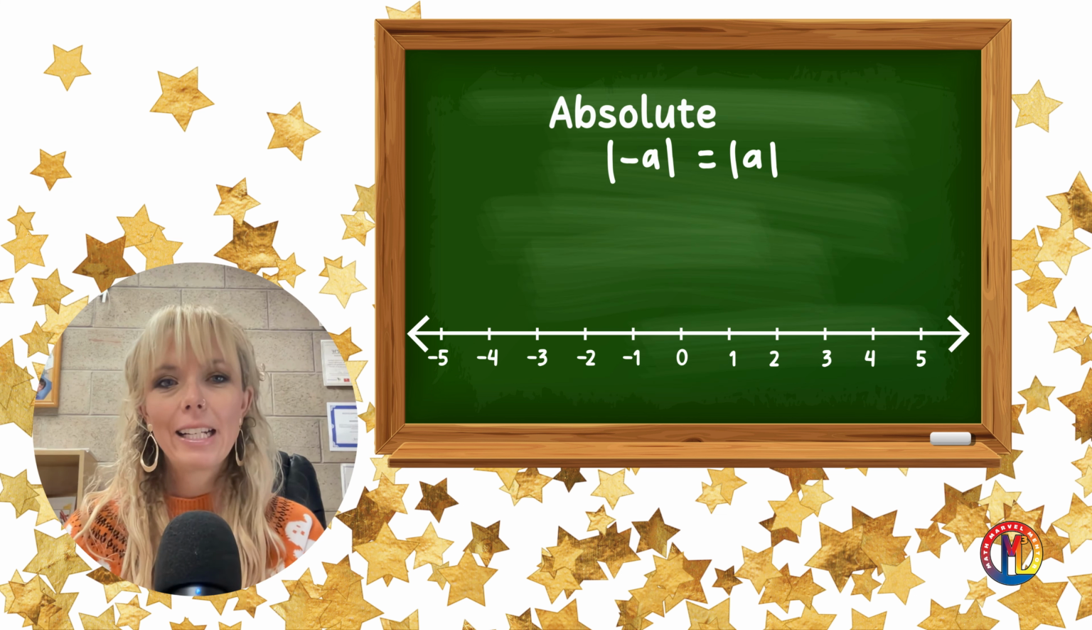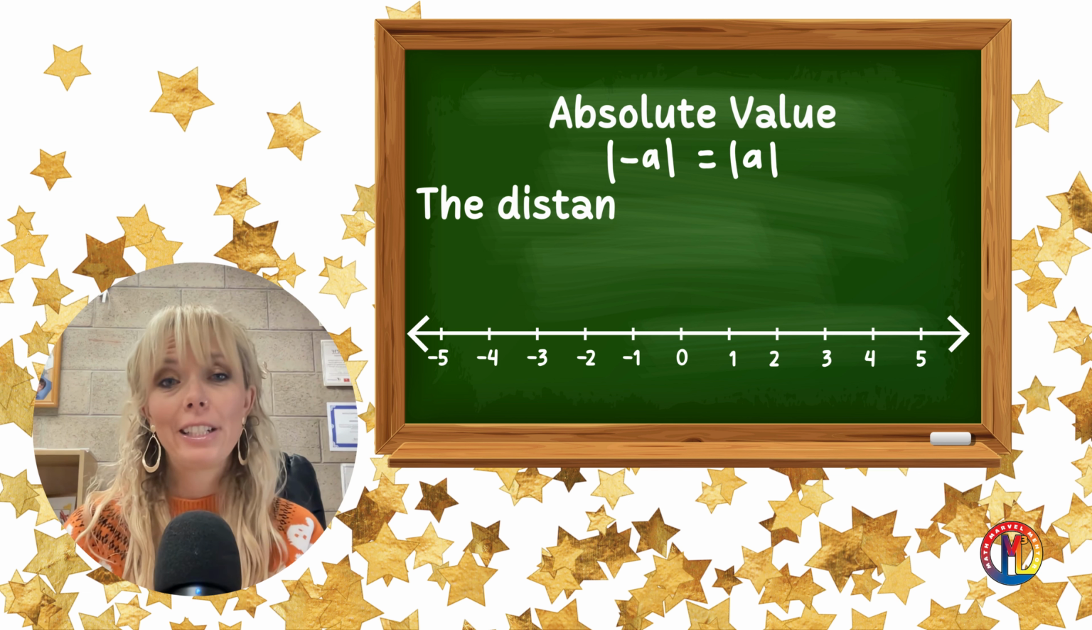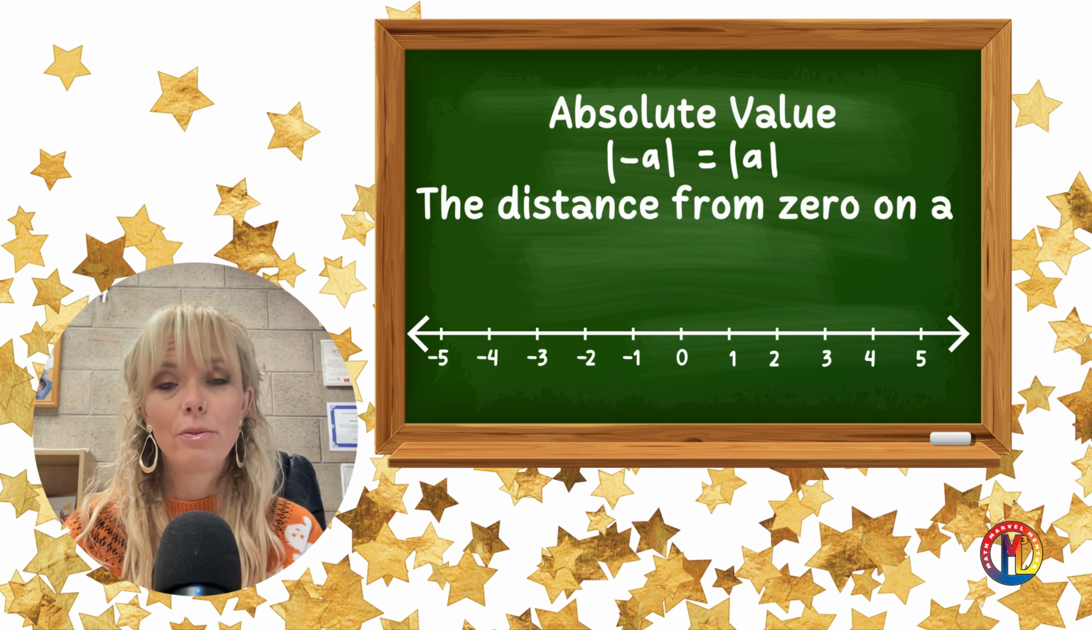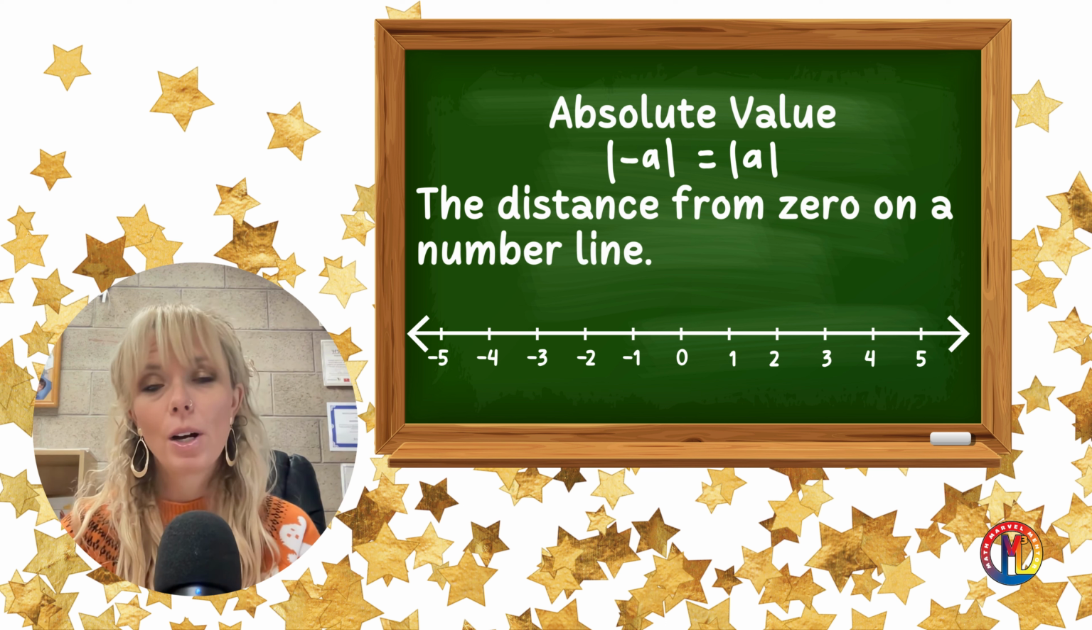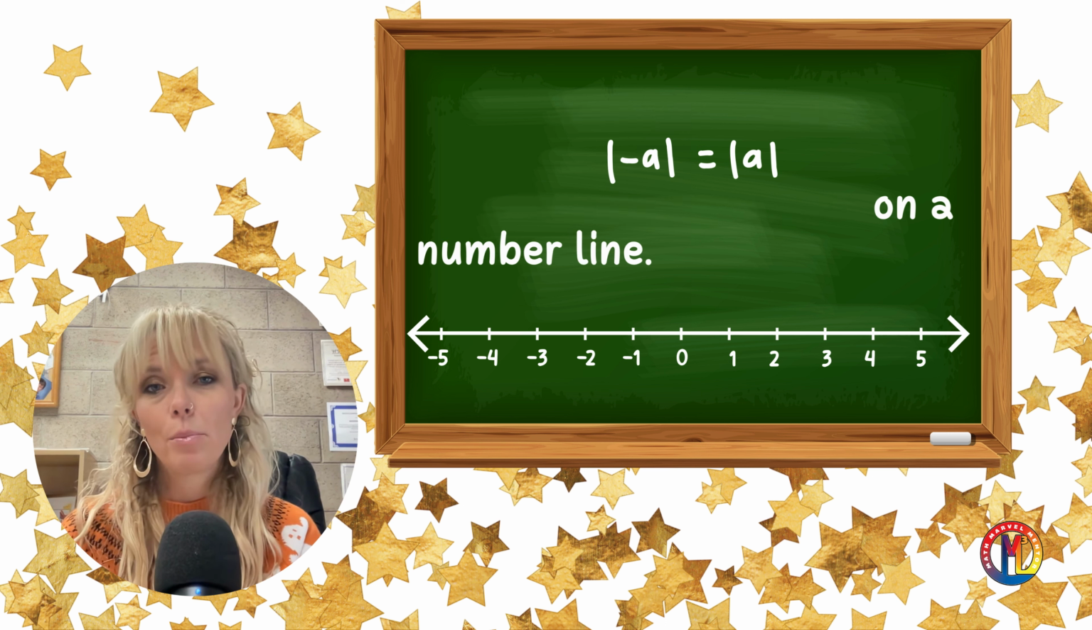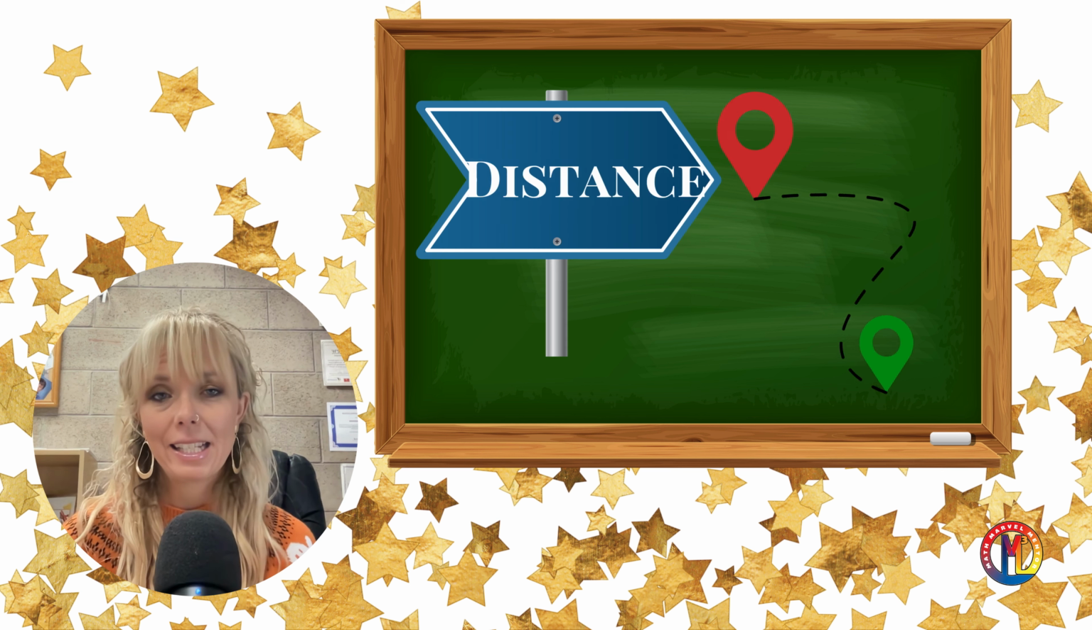So another key idea that we need to talk about when we are dealing with negative numbers is absolute value. And absolute value is measuring the distance from zero on a number line. So the really big idea that we want to remember about absolute value is that it's distance.